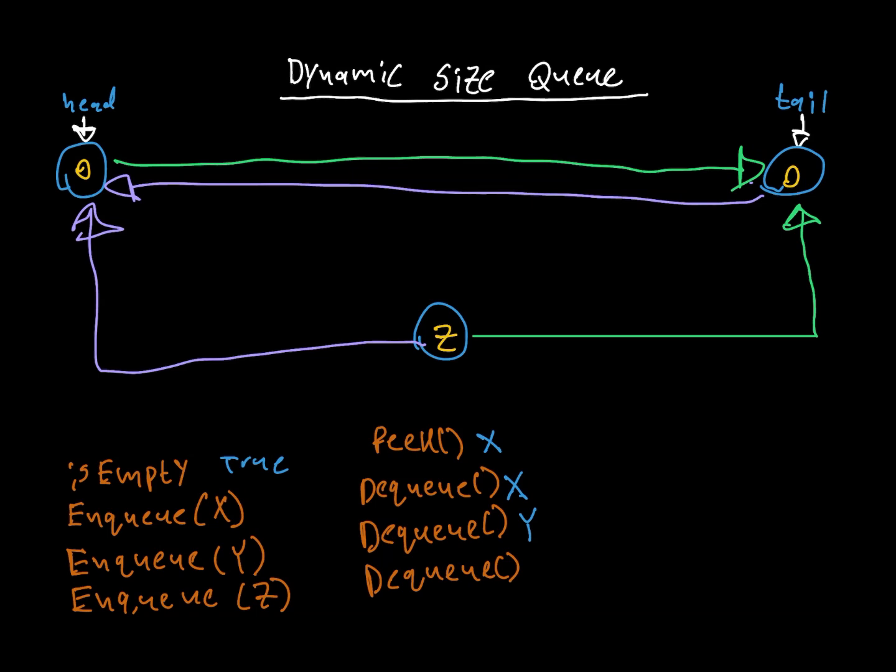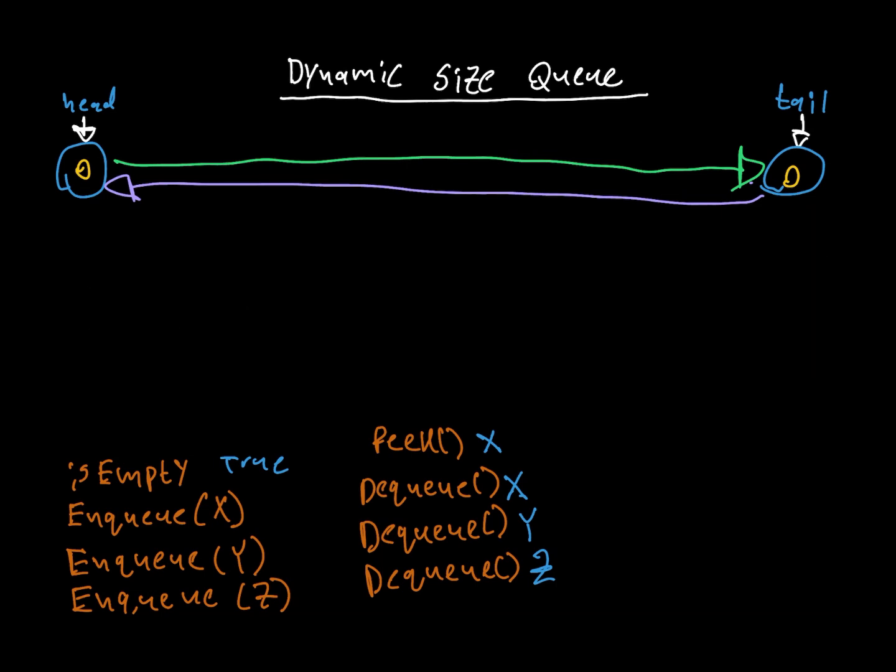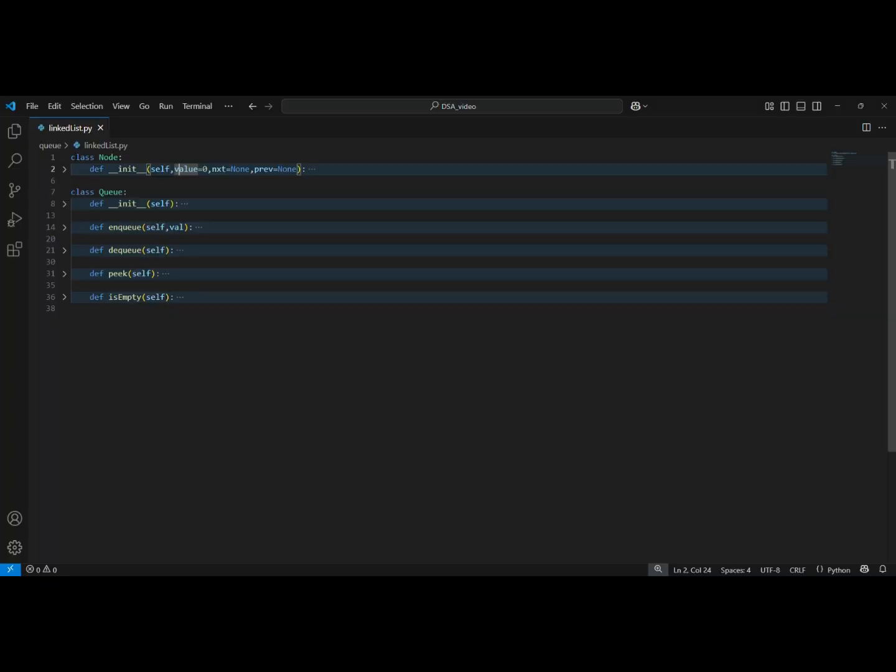Right? One thing I forgot was to store the value of Z. Then we can treat this node as if it doesn't exist, and finally return Z. At this point, our queue is empty, but our sentinel nodes still exist, and they point to each other. Let's look at the implementation for a dynamic size queue using double linked lists.